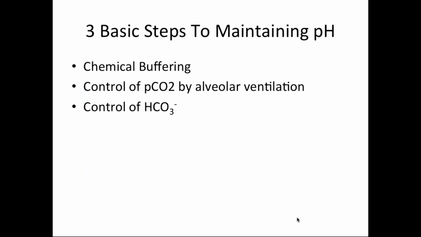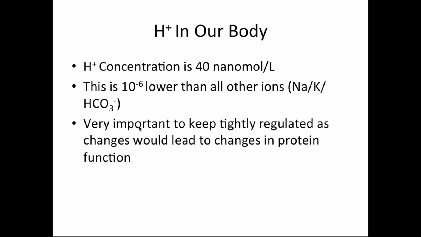So now let's talk about the other steps in the body to maintain pH. We talked about the first step, which is the chemical buffering that is happening by phosphate as well as bicarbonate buffers. Then we talked about the control of PCO2 by alveolar ventilation and how that impacts the amount of buffering. And then the control of the bicarb, which is done through the kidney. And we'll talk about these next.